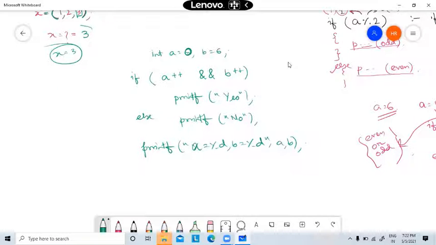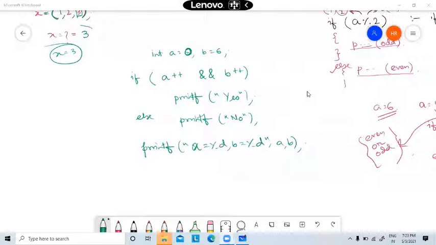Okay, now just tell me what is the output, please. I think I should ask individually. Okay, Raj Bhattacharya, are you there? Yes, sir. What is the output?